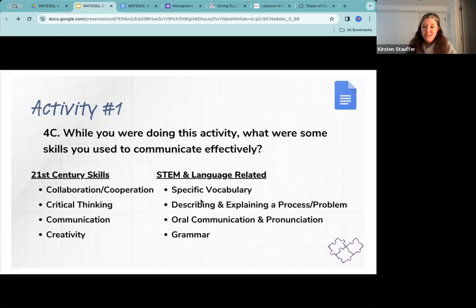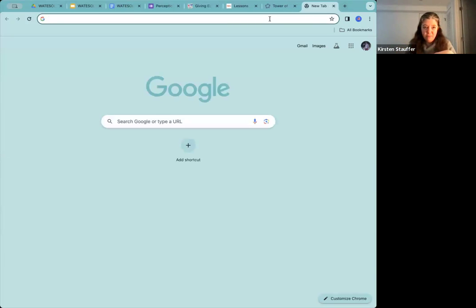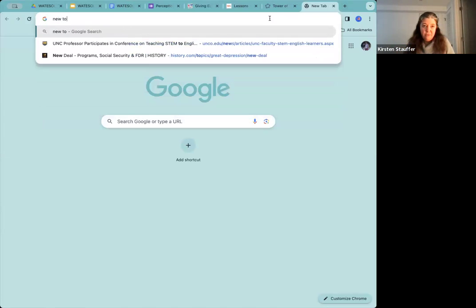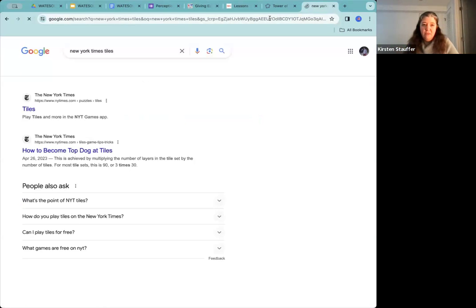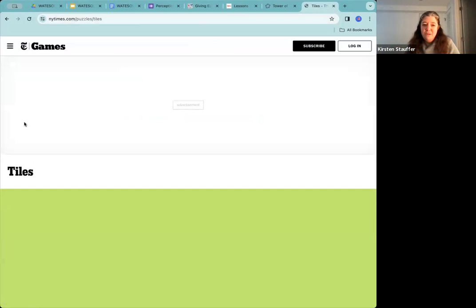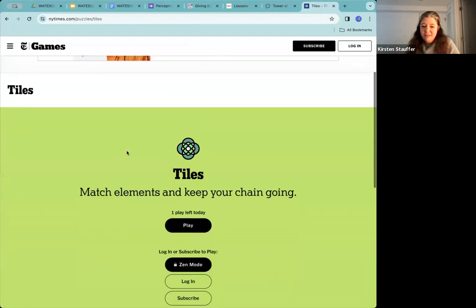So kind of along this line, the New York Times has a bunch of different games as well. So they have the word games like Wordle and Connections where you group different activities together. But they have another one called Tiles. Let me just see if I can bring it up. But this is a newer game. It's in beta testing right now.